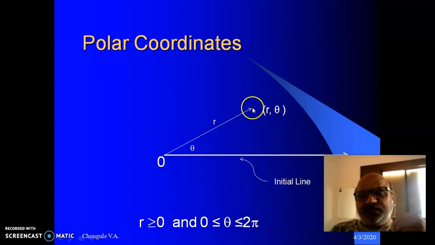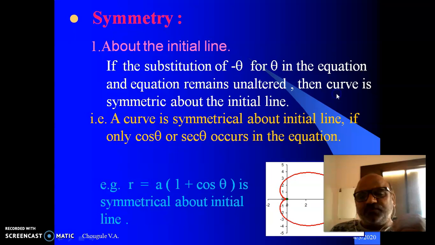If there is a point here, somewhere here, (r, theta) is the point. The angle described by that radius vector r with the initial line is called the polar angle theta, and r is the magnitude of that vector. Therefore, r is always positive, and theta will be from 0 to 2 pi. Now we'll discuss different points here.